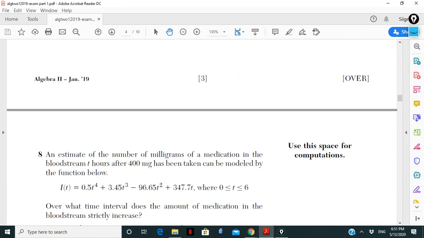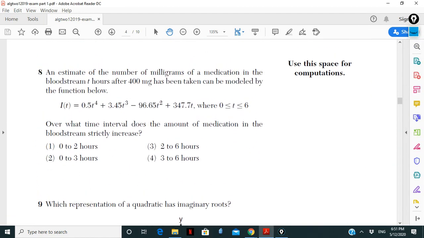Question number 8. An estimate of the number of milligrams of medication in the bloodstream t hours after 400 milligrams has been taken is modeled by the function below. And it gives me a function, and it gives me a domain between 0 and 6. Over what time interval does the amount of medication in the bloodstream strictly increase?